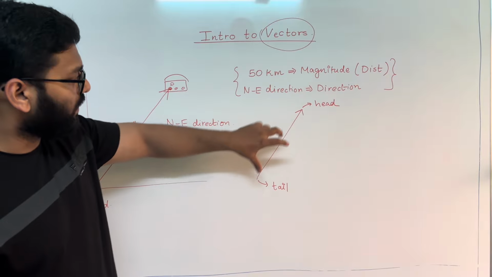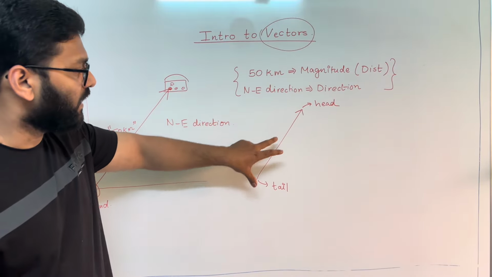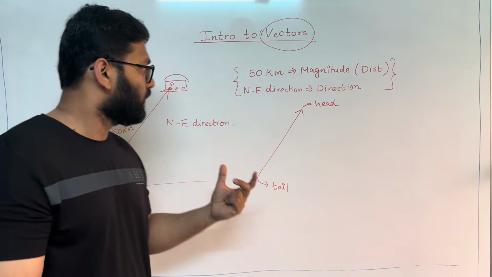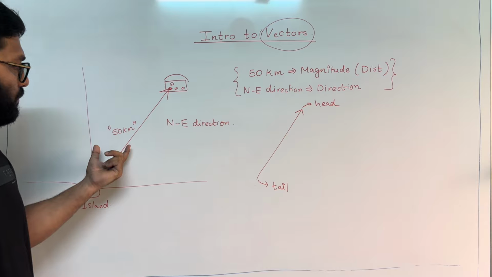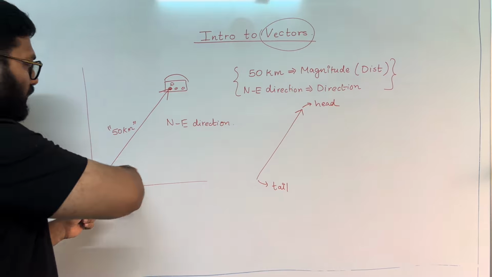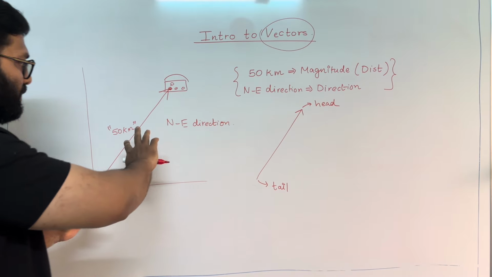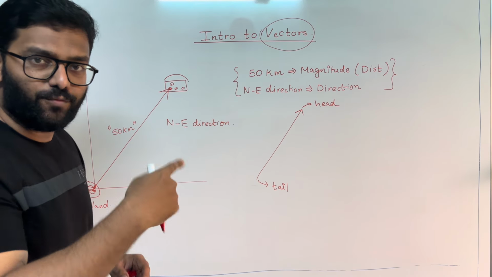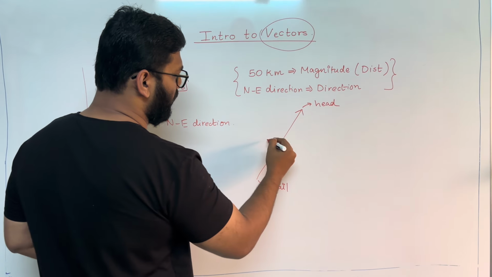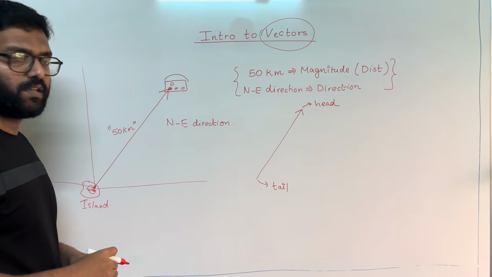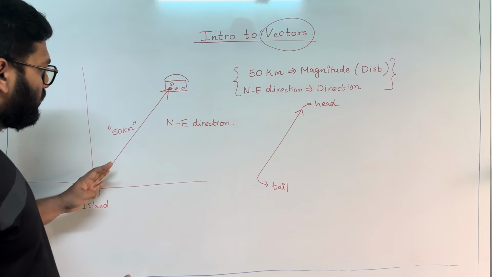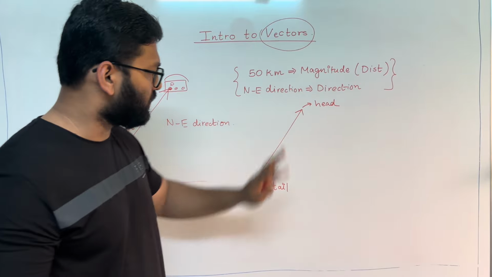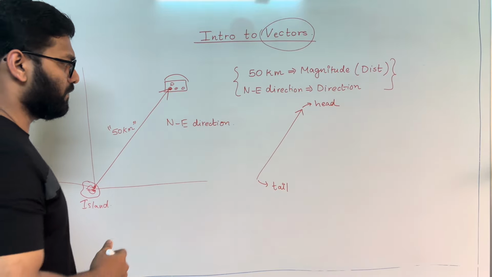Now the length of this vector, or this arrow, signifies how much magnitude it has. For example, 50 kilometers means the length of this vector is 50 kilometers. You just take a scale. Usually we take a scale, for example, 10 kilometers means 1 centimeter. So if I draw a line of 5 centimeters, that means it is 50 kilometers. It is difficult to draw a length of 50 kilometers on this board, so we cannot draw that. We just draw it like this, 5 centimeters or whatever scale you can use.